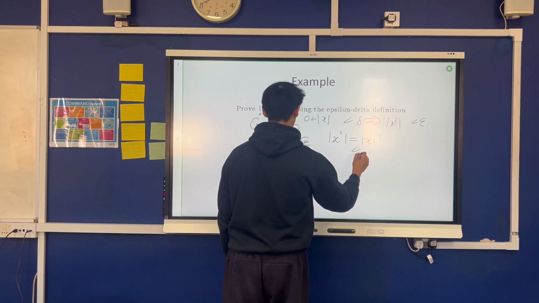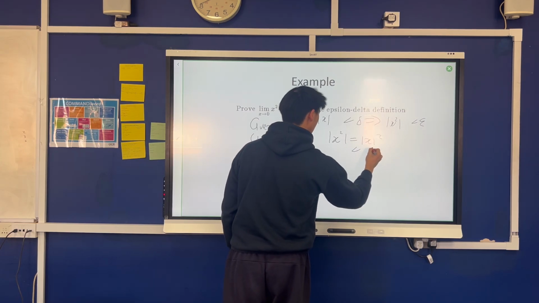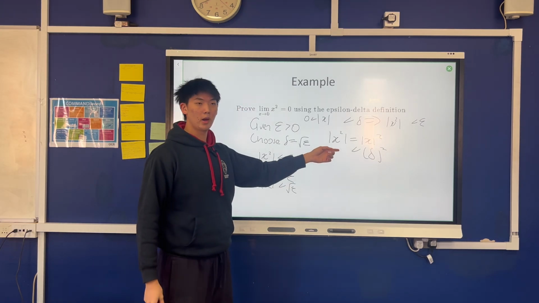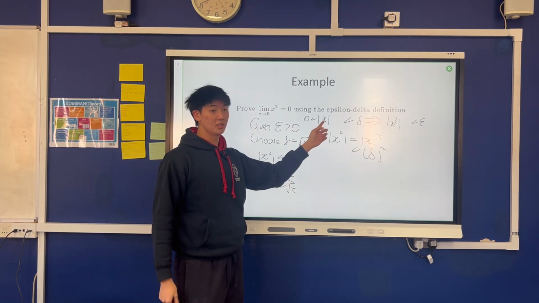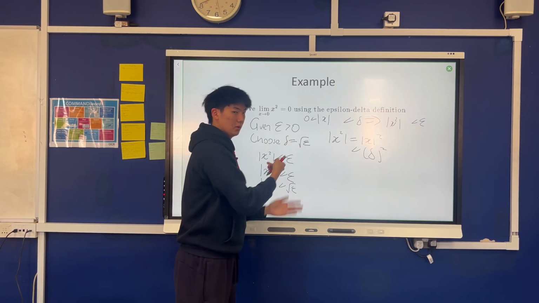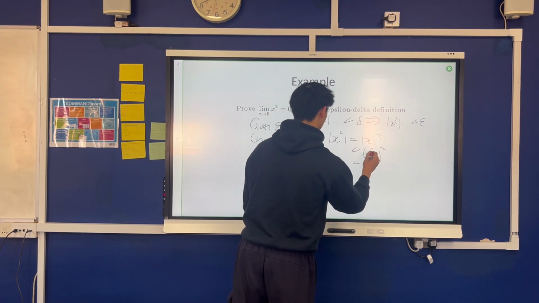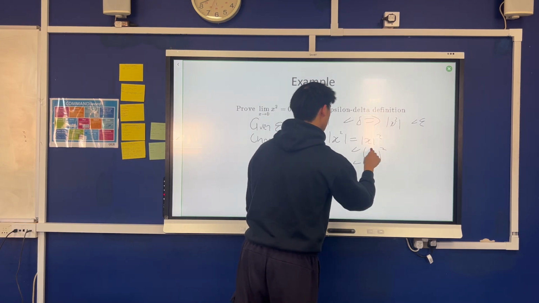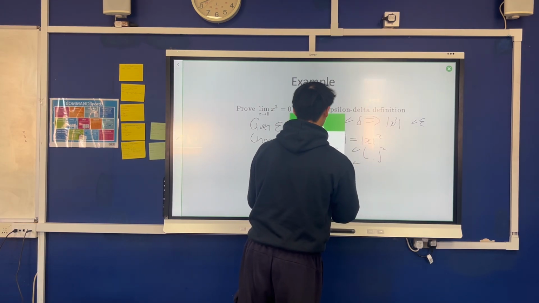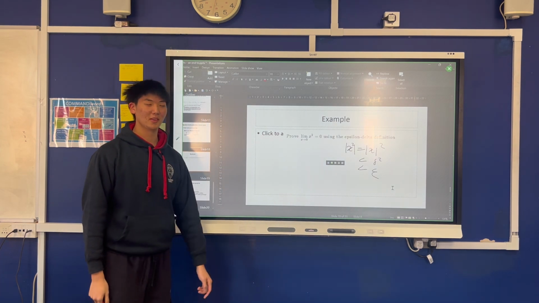Less than delta squared. Does everyone know why I did this? Because of this inequality, which we found that delta equals. We just choose delta equal to this. So this is less than. Oh, well, actually, both corrected. And now we're proving it.